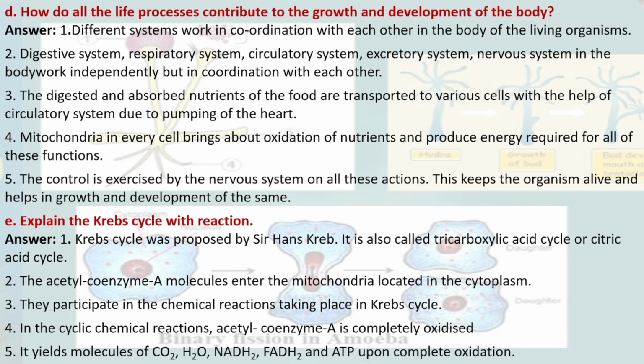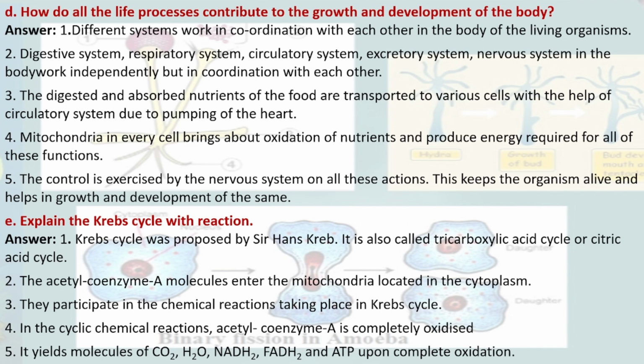D. How do all the life processes contribute to the growth and development of the body? Answer. Different systems work in coordination with each other in the body of living organisms. The digestive system, respiratory system, circulatory system, excretory system and nervous system in the body work independently but in coordination with each other. The digested and absorbed nutrients of the food are transported to various cells with the help of the circulatory system due to pumping of the heart. Mitochondria in every cell bring about oxidation of nutrients and produce energy required for all of these functions. The control is exercised by the nervous system on all these actions. This keeps the organism alive and helps in its growth and development.